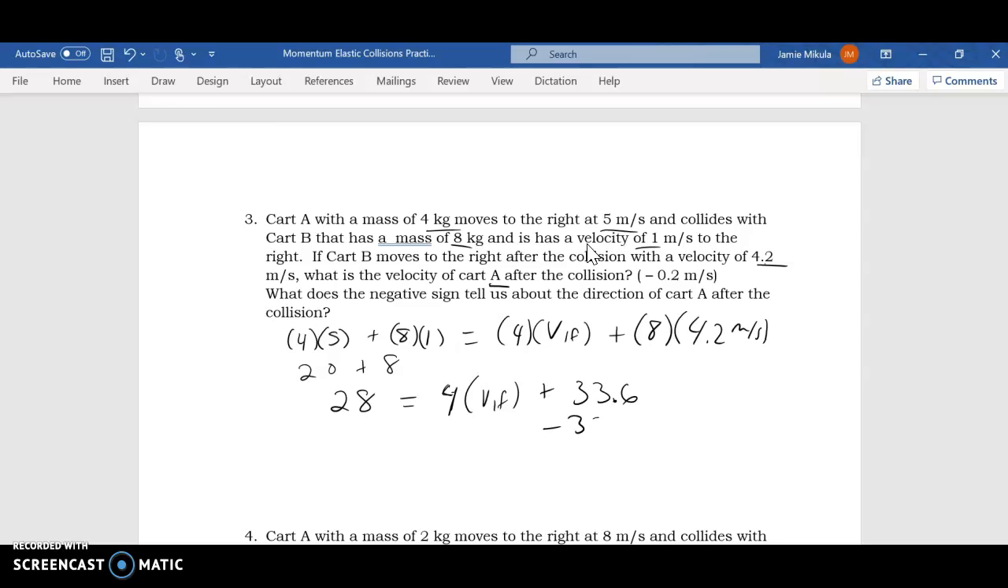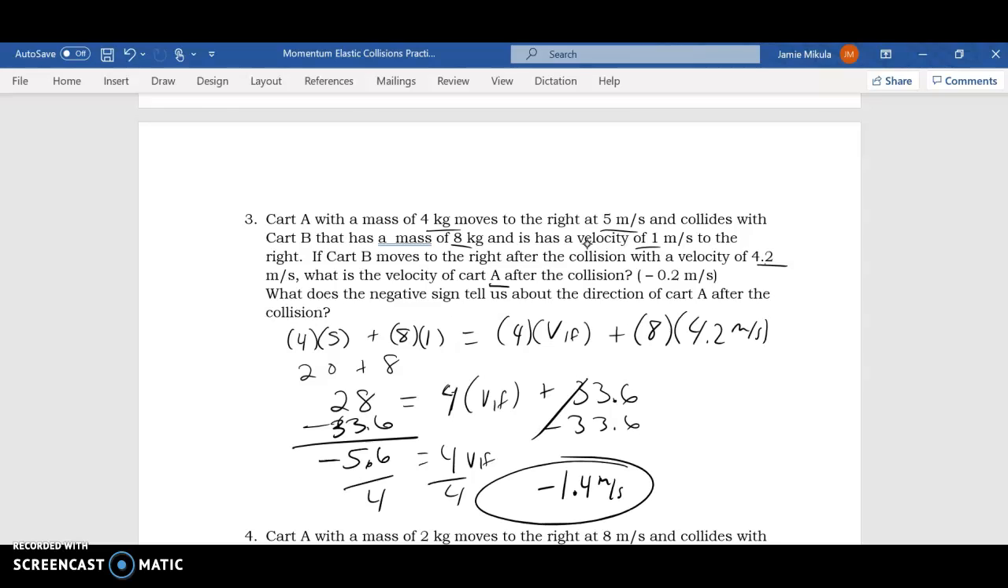Okay, so now we're going to subtract 33.6 from both sides. The minute we do that, we can see we're going to have a negative number because that one's bigger. So 28 minus 33.6 is negative 5.6 equals 4 V1F, and then divide by 4 on both sides. So you get negative 1.4. Okay, and then it says, what does the negative sign tell us? So that means it's moving to the left after the collision.